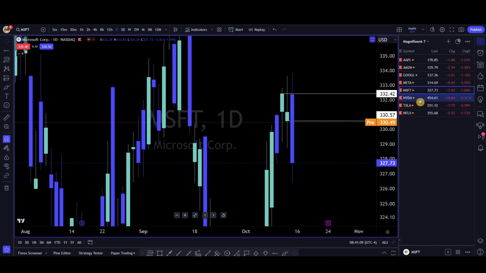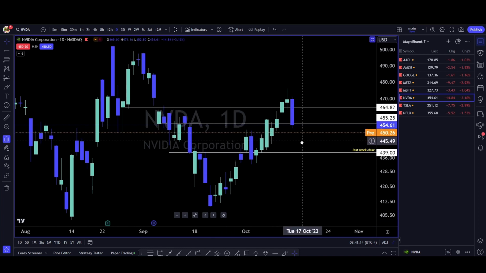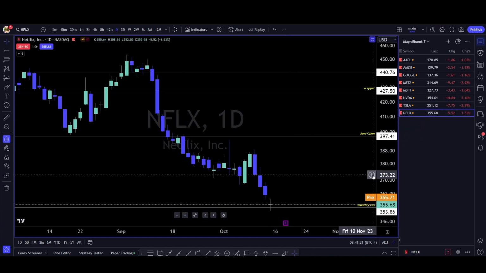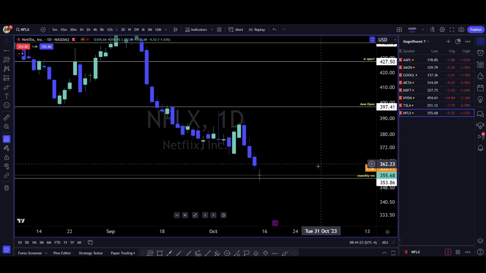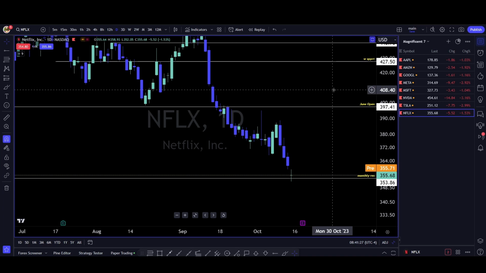That was the trade. Today we got Nvidia gapping down, so this is actually going to hurt the Nasdaq. Tesla gapping down, once again same thing. And pre-market Netflix is pretty much where it closed on Friday. So hopefully this information helps you guys make a trade decision today. I'll let you know if I take that bearish put trade on Microsoft.